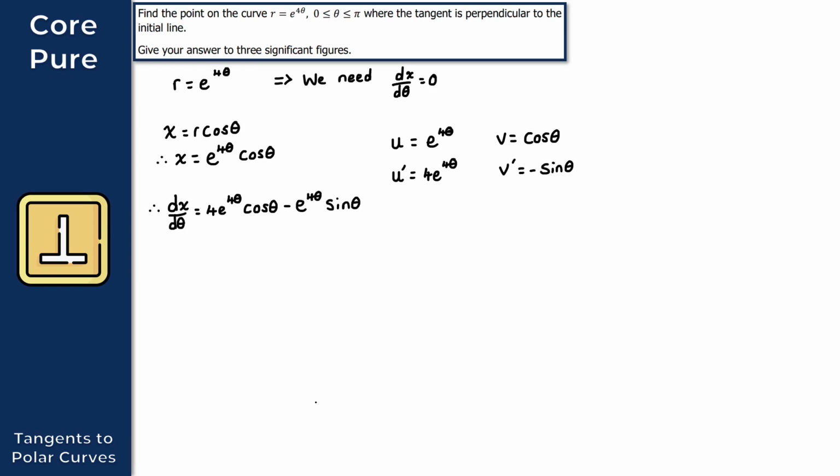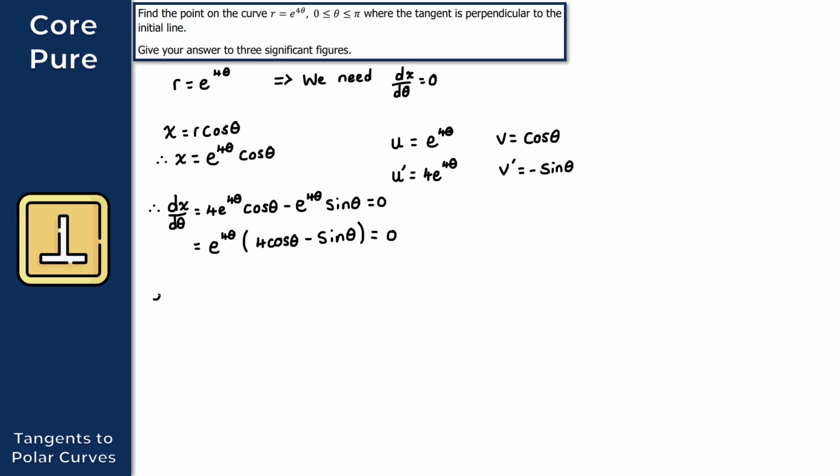Okay, and what I can do now is factor out the e to the 4 theta. In that case, what do we get here? Well, as we can see, we get 4 cos theta minus sine theta. And as we mentioned, we need dx by d theta to be equal to 0, so we set this equal to 0. Now what we've got is e to the 4 theta equals 0, and 4 cos theta minus sine theta equals 0.